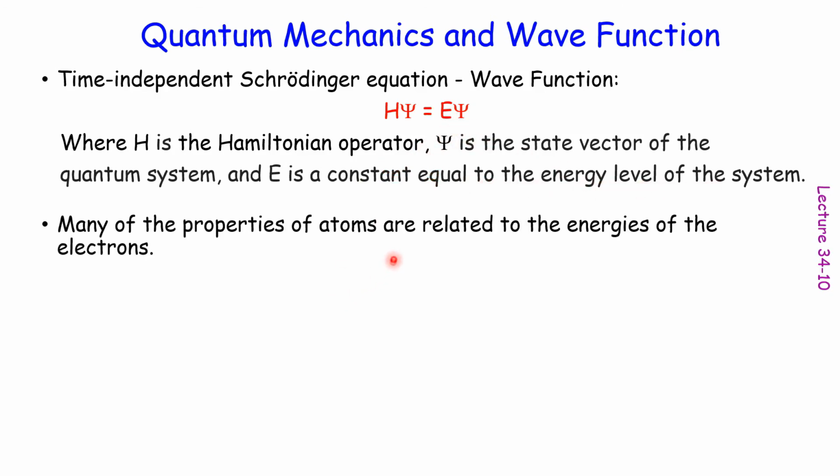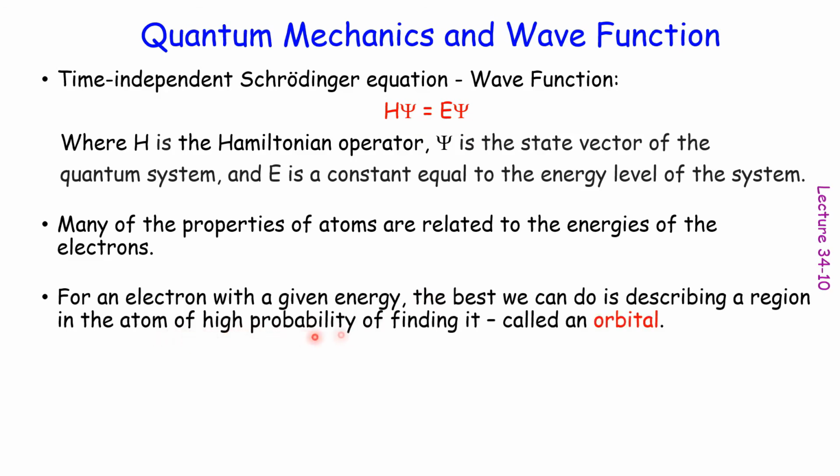Many of the properties of atoms are related to the energies of the electrons. That's why it's important we have the energy in the Schrödinger equation in this wave function. For an electron with a given energy, the best we can do is to describe a region in the atom of high probability of finding it, called an orbital.